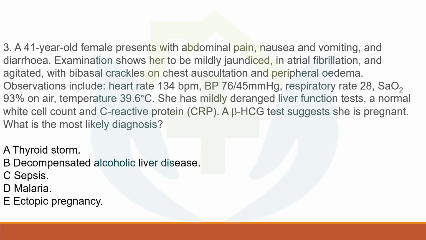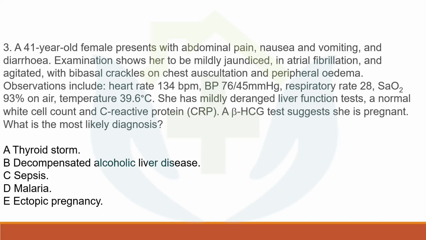Now, third, this is a 41-year-old female presenting with abdominal pain, nausea, vomiting, diarrhea. Examination shows her to be mildly jaundiced and agitated, with bibasal crackles on chest auscultation and peripheral edema. Heart rate is 134, BP 76/45, respiratory rate 28, saturation 93 on room air, temperature is 39.6. She has mildly deranged liver function tests, a normal WBC and CRP. A beta hCG test suggests she is pregnant. What is the most likely diagnosis?